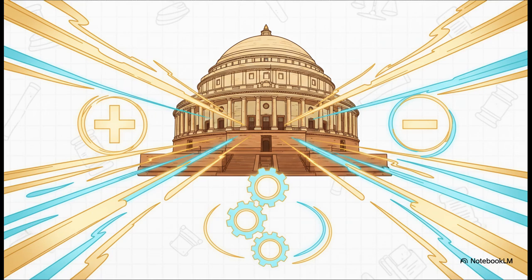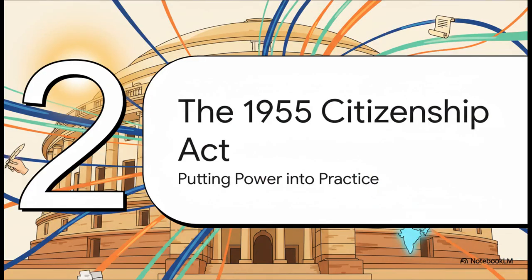So what this means is that Article 11 essentially hands Parliament a blank check on citizenship. It gives them, quote, unfettered power to decide on the whole shebang, how you get it, how you lose it, you name it. And this is the exact article that gave Parliament the green light to create our main citizenship law. So Parliament has this incredible power, but what did they do with it?